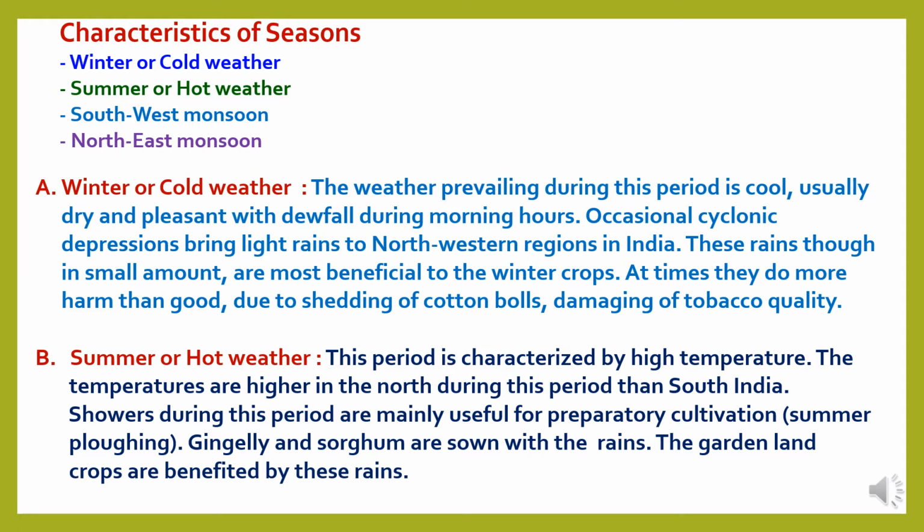Second is summer or hot weather. This period is characterized by high temperature. The temperatures are higher in the north during this period than in South India. Showers during this period are mainly useful for preparatory cultivation, summer plowing. Gingelly and sorghum are sown with the rains. The garden land crops are benefited by these rains.